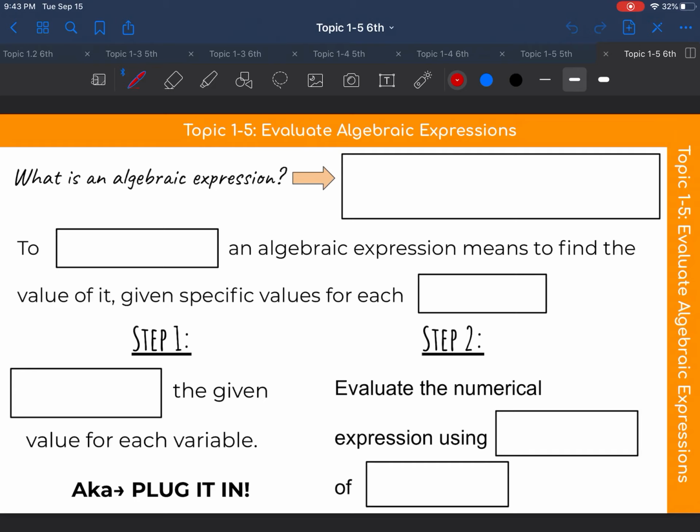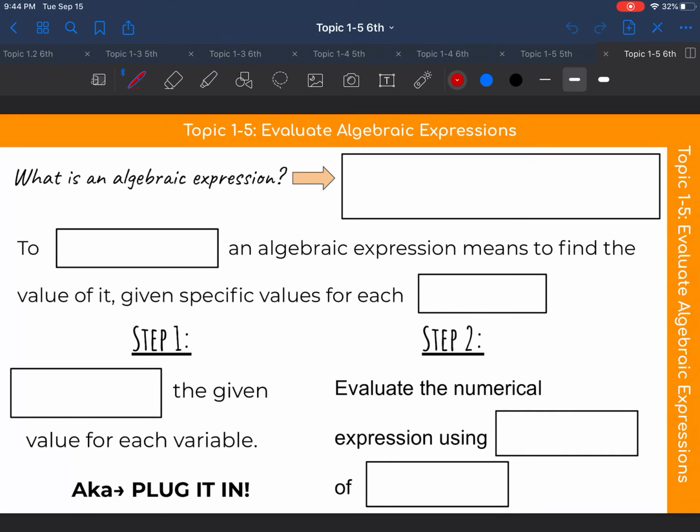Hello, sixth graders. So today we are going to start topic 1.5, and it's all about evaluating algebraic expressions. I mentioned the word algebraic expression in our lesson the other day, and now I just kind of want to go over the definition of an algebraic expression. We talked about numerical expressions before. That was when we did order of operations, okay? Now we're doing algebraic expressions.